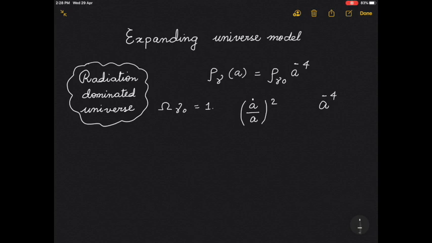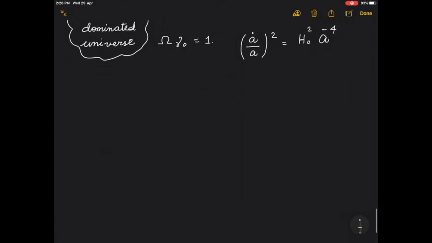And you see, omega gamma naught is essentially 1. I can write it roughly as H naught squared a to the minus 4. It doesn't make much meaning, because this H naught is obviously not the H naught that we can measure, because we don't live in a radiation dominated universe at present. But it's all right. You can put in any constant over H in place of H naught over here, and we will do that shortly.